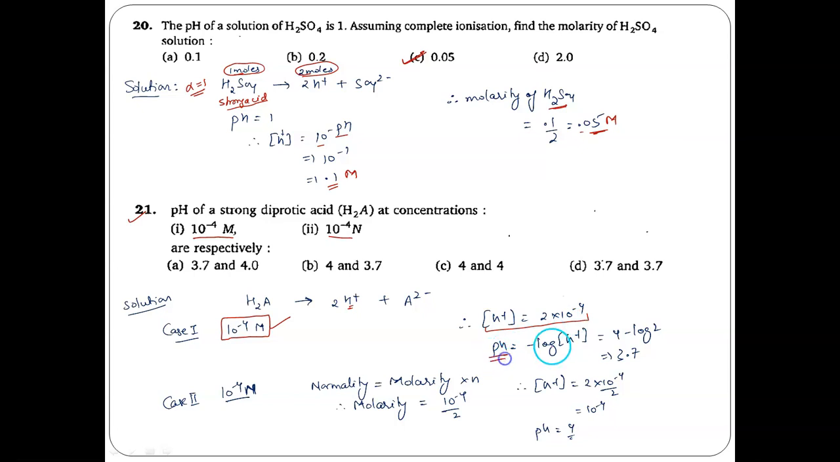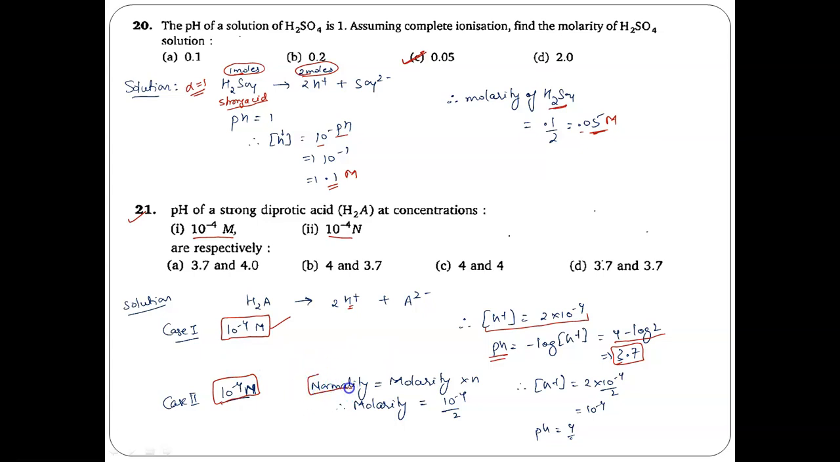How do we define pH? Negative log of H plus ion concentration, that becomes 4 minus log 2, which is 3.7. Now in case 2, they have given the concentration as normality. For a monoprotic acid it would have been the same normality and molarity, but it's diprotic, so first we convert normality into molarity. And how do we do that?